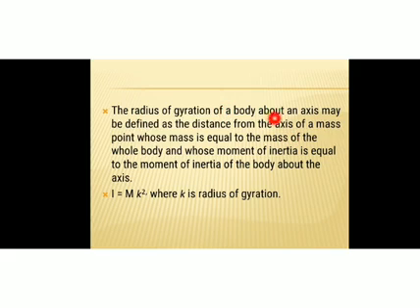The radius of gyration may be defined as the distance from the axis of a mass point. Mass point means our center of mass, whose mass is equal to mass of the whole body. So that mass point is our center of mass, because the mass of the whole body is concentrated at that mass point. And whose moment of inertia, that means the moment of inertia of that center of mass, must be equal to moment of inertia of the body about the axis.